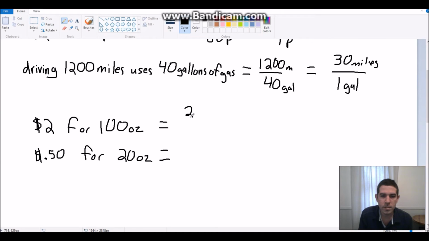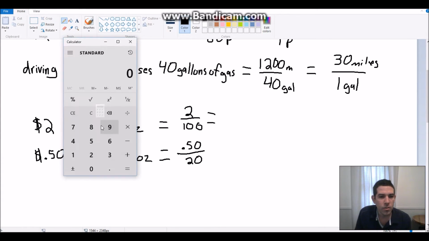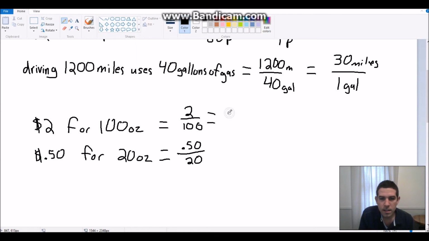Let's put the $2 on top and the 100 ounces here. I'm going to try to figure out how much I'm paying per ounce. Alright, well, the unit rate for $2 for 100 ounces would be $2 divided by 100 ounces. Turns out I'm paying 2 cents an ounce. 2 cents for 1 ounce.